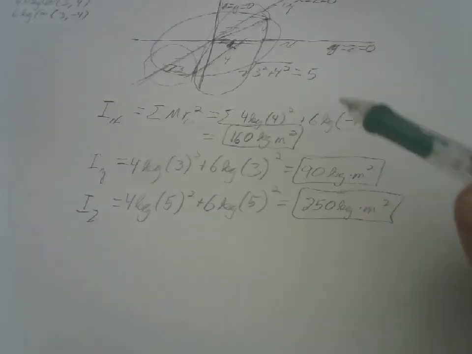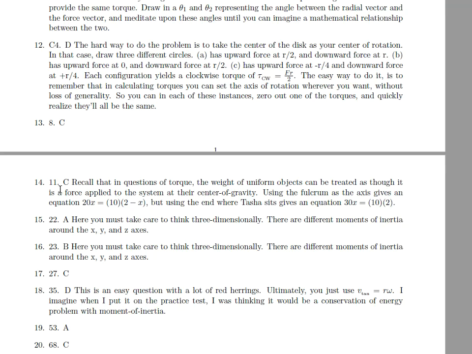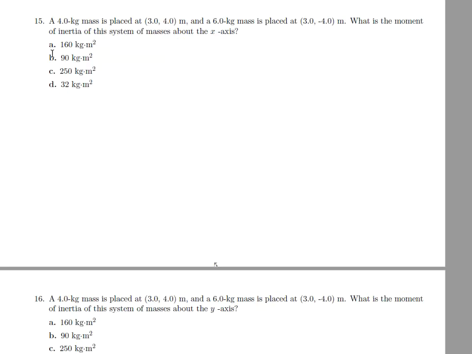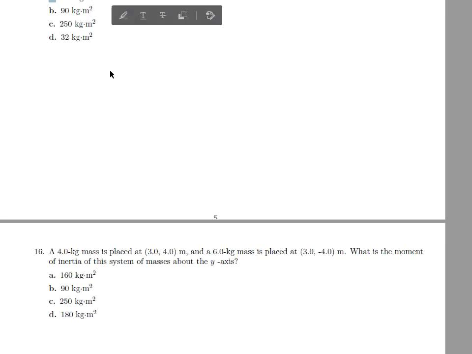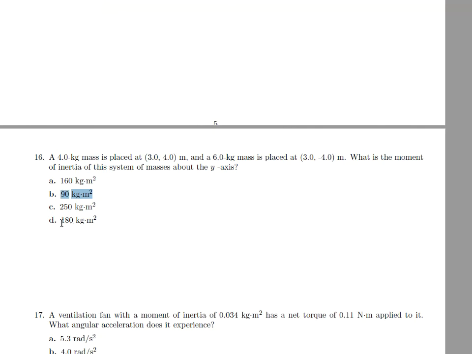And the answers come out to be 160, 90, and 250 kilogram meters squared. Answers C, A, and B for, just A and B for 15 and 16. A is 160 kilogram meters squared, and B is 90 kilogram meters squared. And if I'd asked about the z-axis, it would have been C, 250 kilogram meters squared.